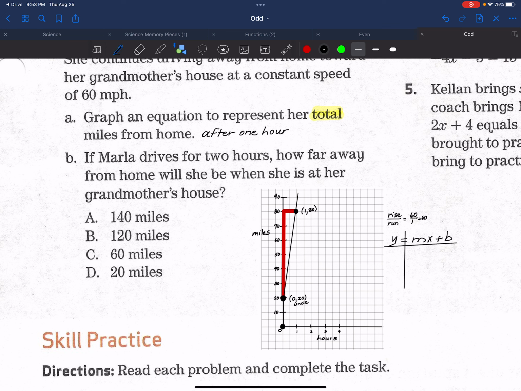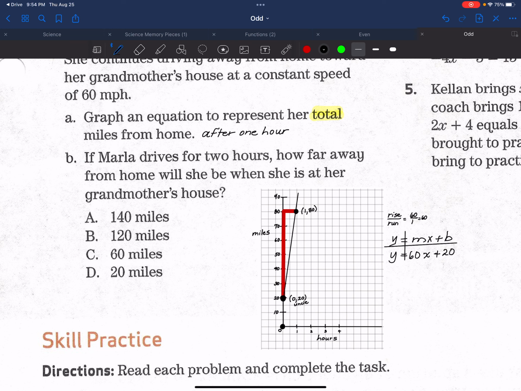So y is the distance from home, the miles. m, we found the slope to be 60. x is the number of hours, and we can tell b by looking. b is at 20. That's her starting point. So there's the equation that I'm looking for: y = 60x + 20. Once I have that equation, I can find any number of hours I want to.